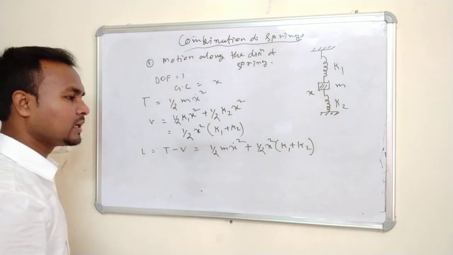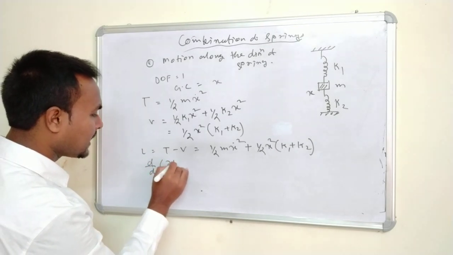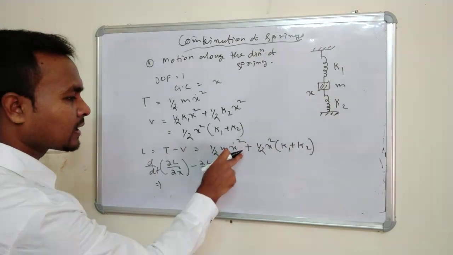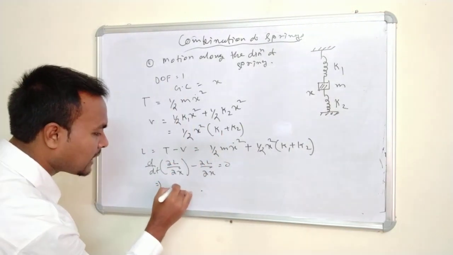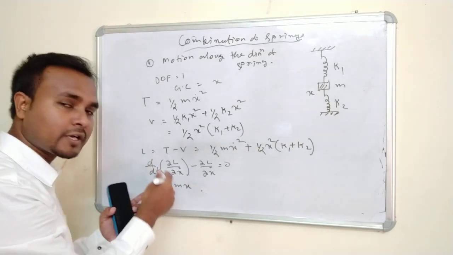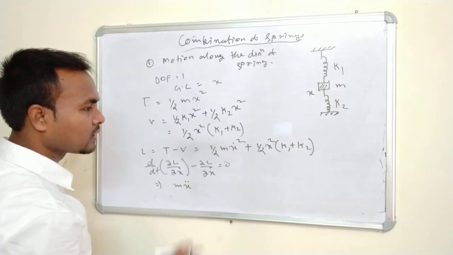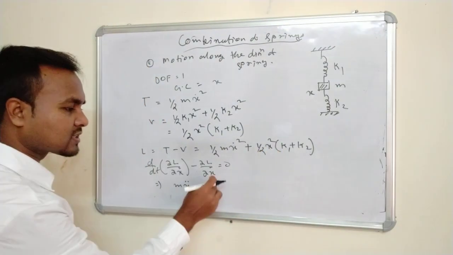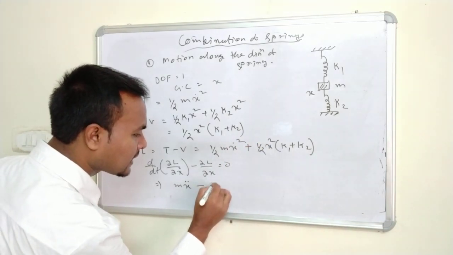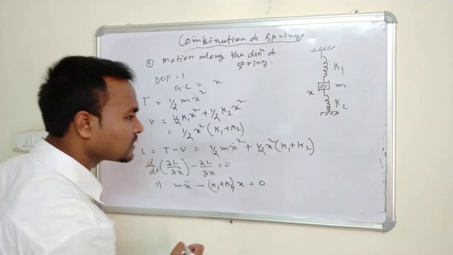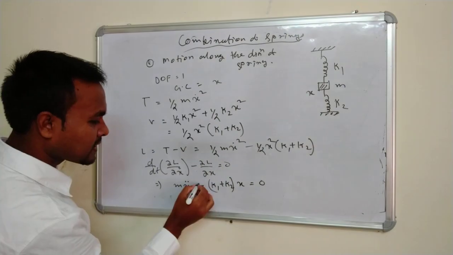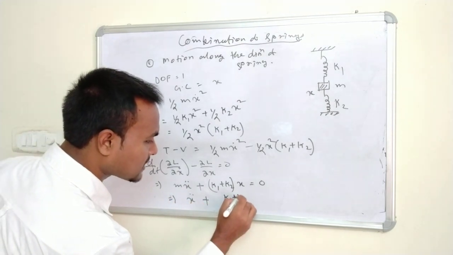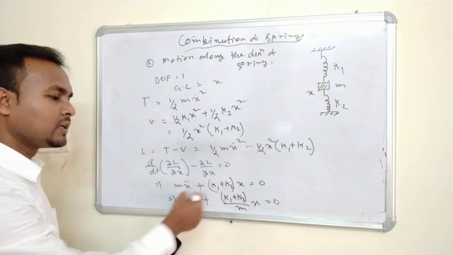So in the Lagrangian equation of motion, d upon dt of del L upon del x dot minus del L upon del x is equal to 0. Here I have to differentiate this Lagrangian with respect to x dot. The 2 gets cancelled, it will be m x dot, and differentiating again with respect to time, m x double dot. Then I differentiate with respect to x, the 2 gets cancelled, giving k1 plus k2 times x. Sorry, here there will be a minus sign, so minus and minus become plus. So x double dot plus k1 plus k2 divided by m times x is equal to 0. Again, this is a simple harmonic motion.